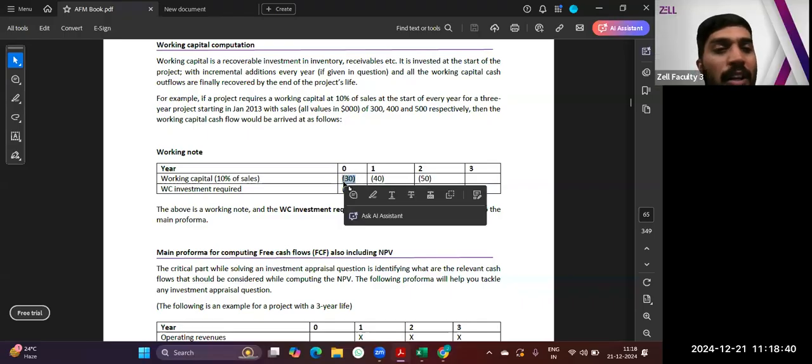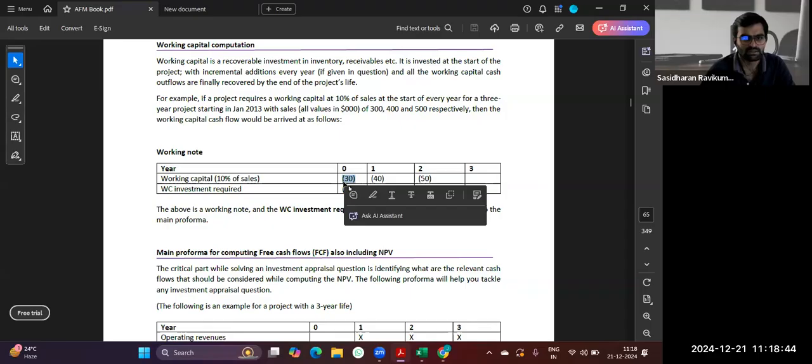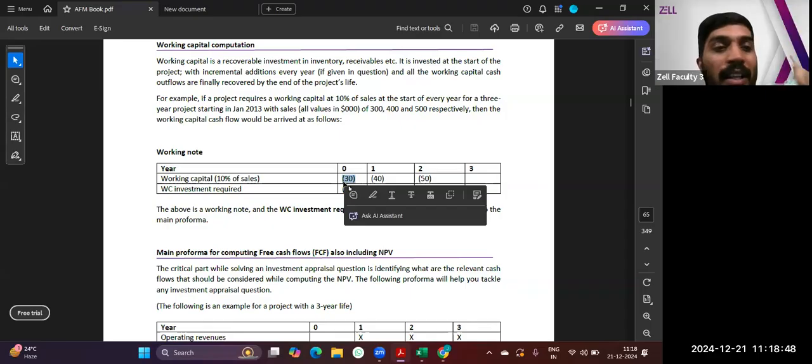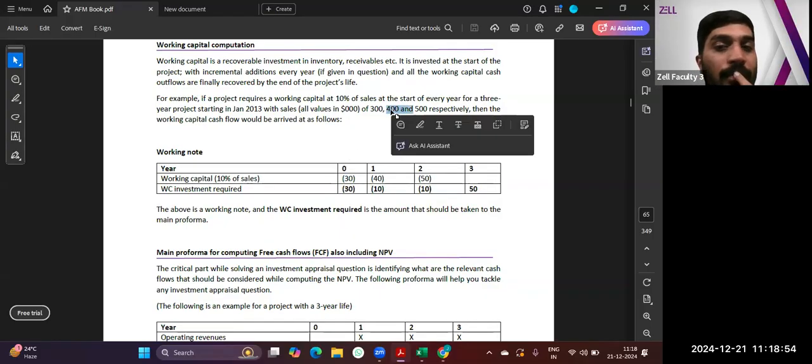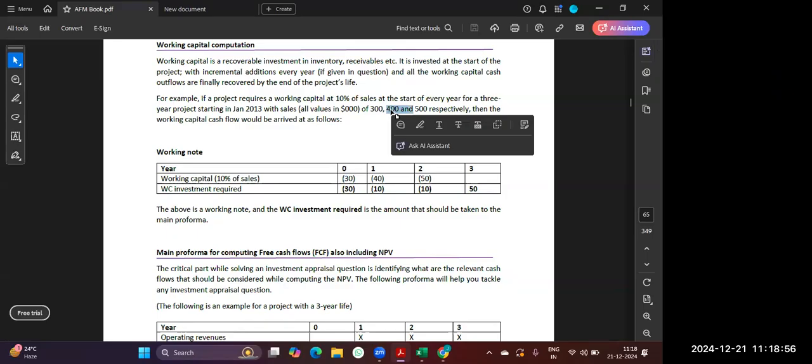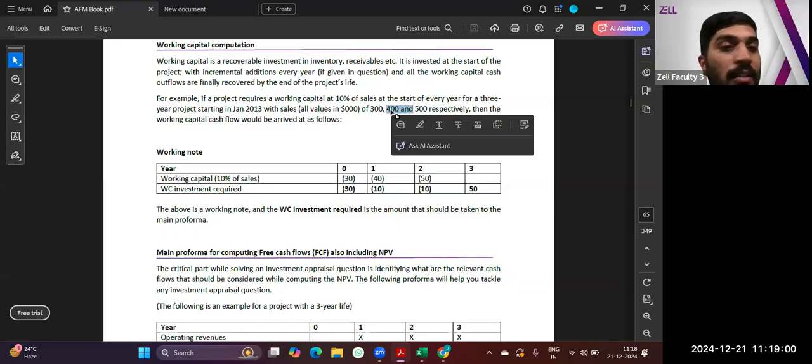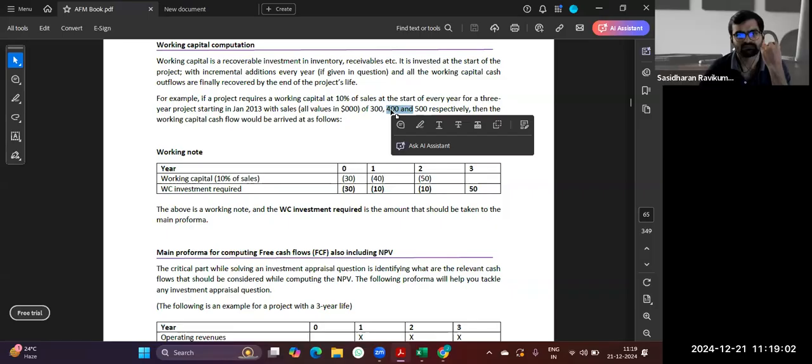I will put 30,000 in year zero. Why am I putting it in year zero? Because I need the working capital at the very start of the year. What is my next year working capital? Revenue is 4 lakh, right? So my requirement is how much? 40,000.